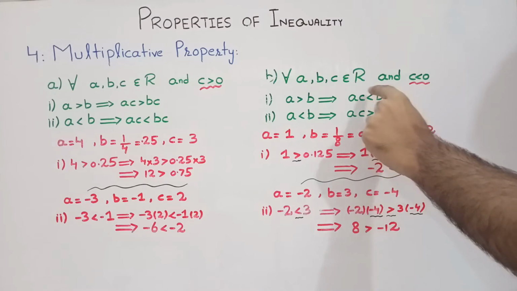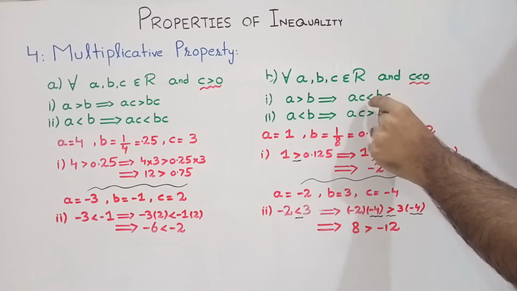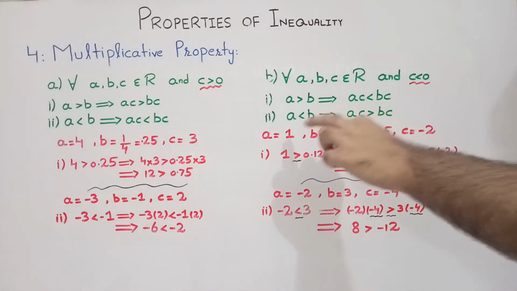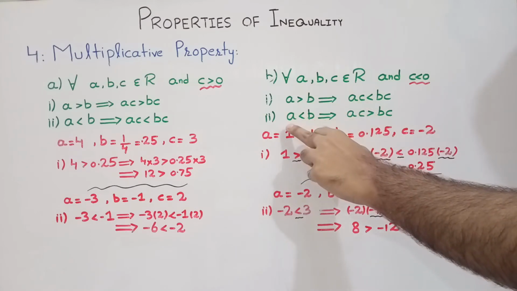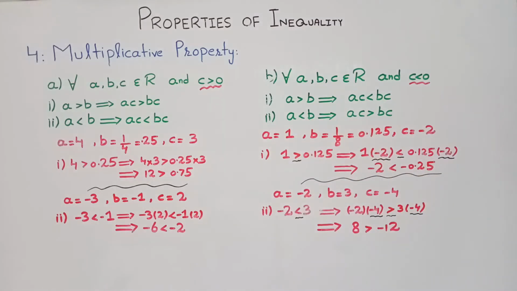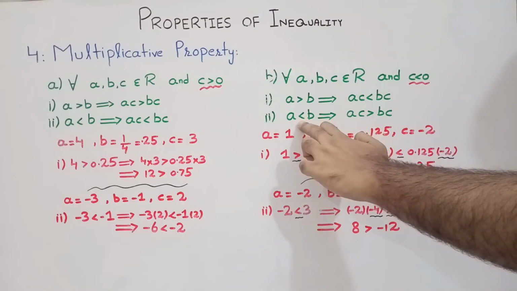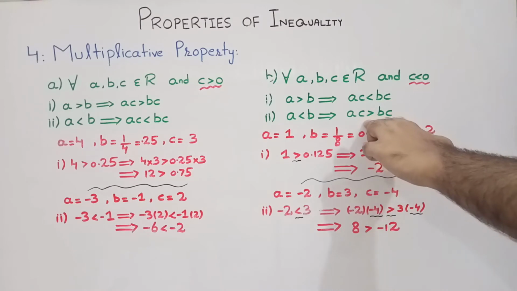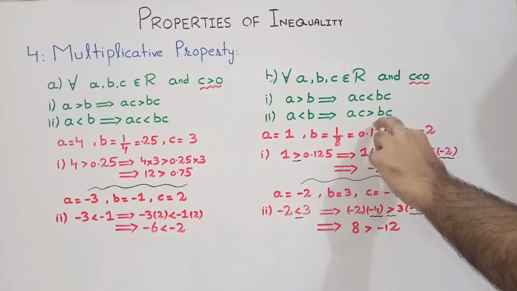Meaning the product of ac would be less than the product of bc, and c is a negative integer in this case. And the second condition is if a is less than b and we multiply both sides of the inequality with a common negative number, then as a result of multiplication, the inequality will change its direction. As it is less than, it would be greater than after the multiplication with a negative real number. Therefore, the product of ac would be greater than the product of bc.